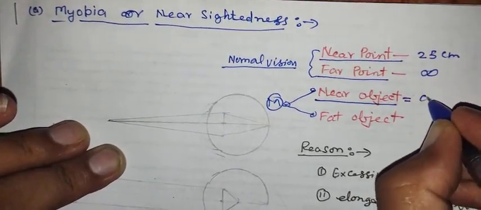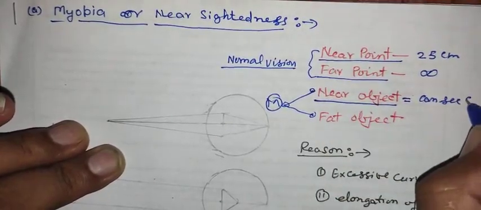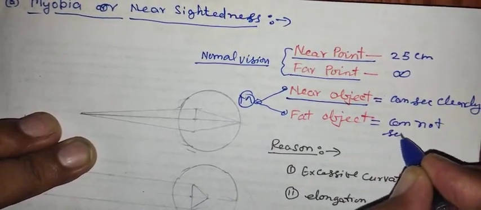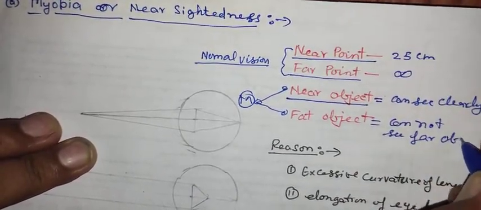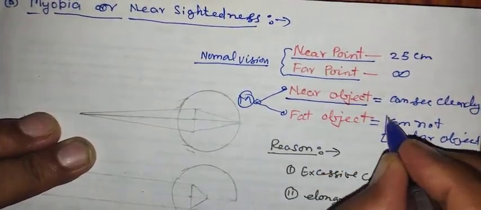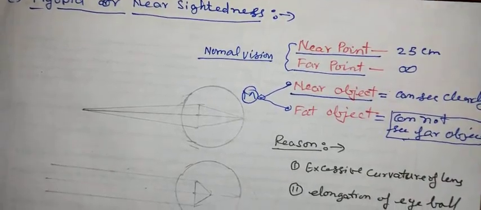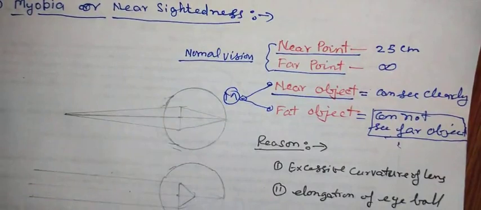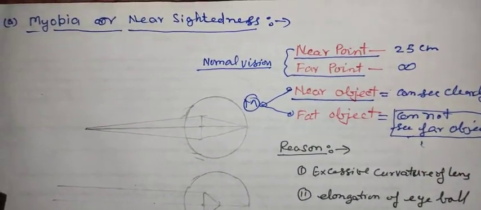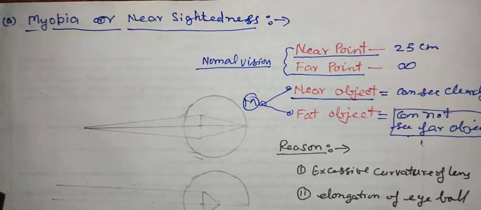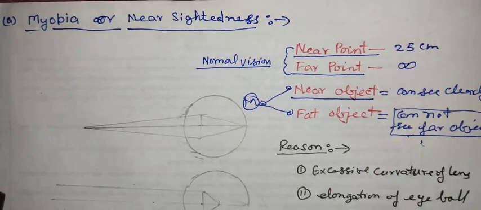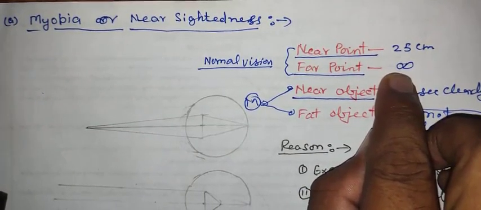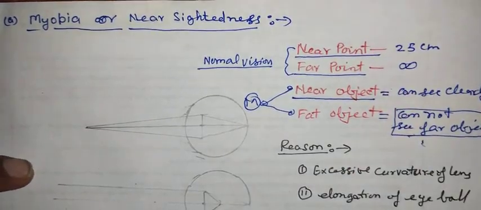The person can see near objects clearly, but cannot see far objects. So the problem is only seeing the far object. If a person is suffering from this defect, he or she is considered myopic, nearsighted or short-sighted. In that condition, the far point, that is infinite, becomes nearer, and it is mainly due to two reasons.